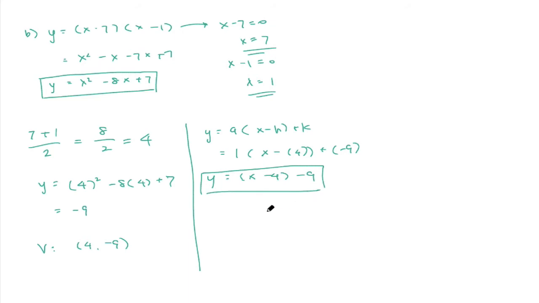Now let's quickly graph this out. Okay, so let's draw the axes. And we have 1 as our intercept, and then we have 7 as our other intercept. Our vertex is at (4, -9). So let's say this is around -9. Our vertex is right there. And our graph will open upwards like this.